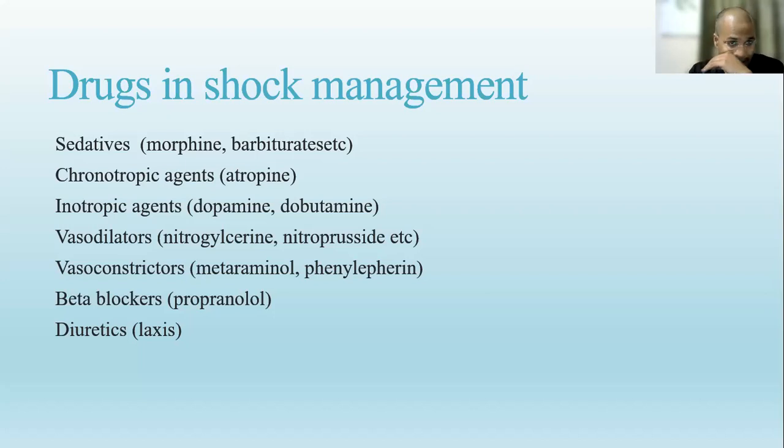Okay, so next we come to the drugs. Which drugs should we use in shock patients? Especially in traumatic shock, when the patient has severe pain, some sedation may be required. In that case you can give morphine and barbiturates in children, and in adults morphine can be used.